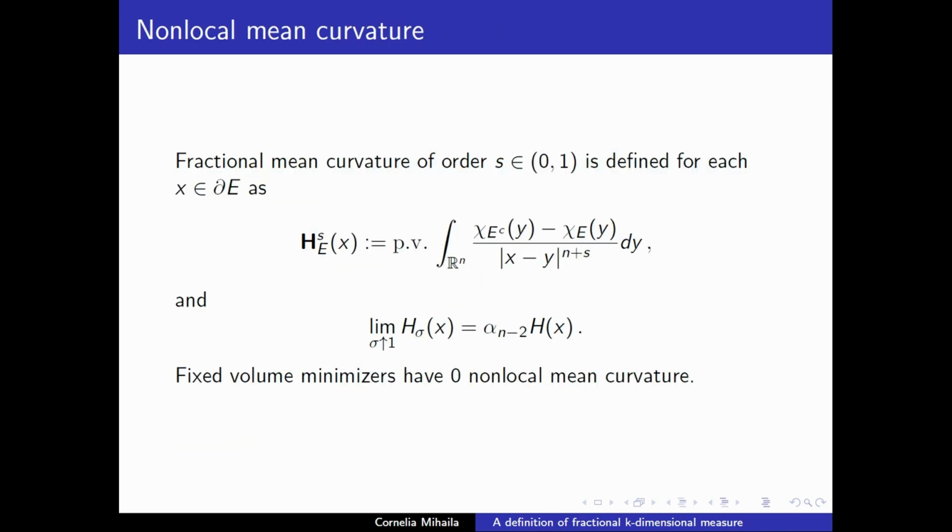We also have a notion of fractional mean curvature found by taking the first variation. I'm not really going to go into this too much today, but that's the formula in case you're interested. It has nice convergence to standard mean curvature when sigma goes to 1. And we have that fixed volume minimizers have constant mean curvature. Minimizers in the previous sense had 0 mean curvature.